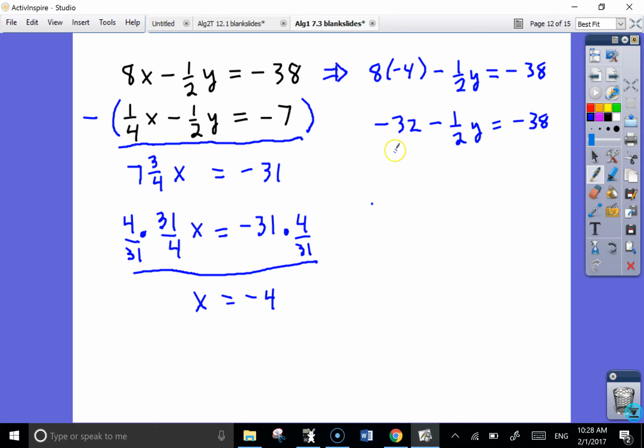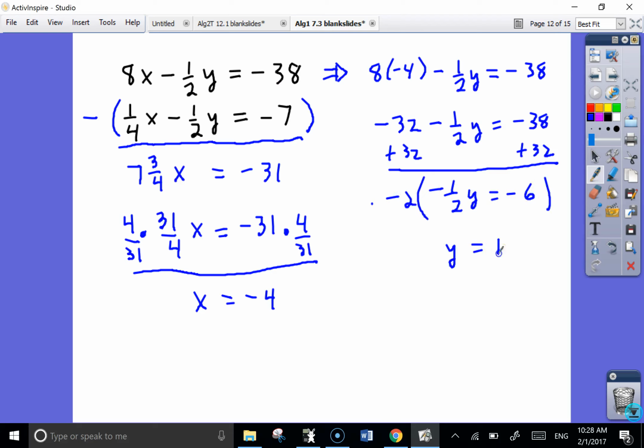Add 32 to both sides. Negative 1/2 times y equals negative 6. Multiply both sides by negative 2. And now we'll get y equals 12. So the solution to this system of equations is the point negative 4, 12.